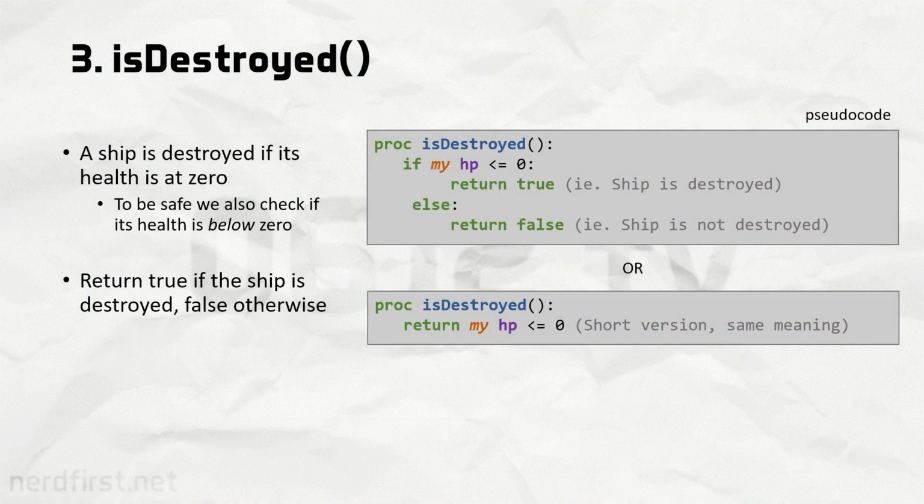Our second function is simple, to check whether a ship has been destroyed or not. If a ship has been destroyed, its health is at 0, right? So again, all you need to do is return a Boolean value, either true or false, depending on whether the ship has been destroyed or not.